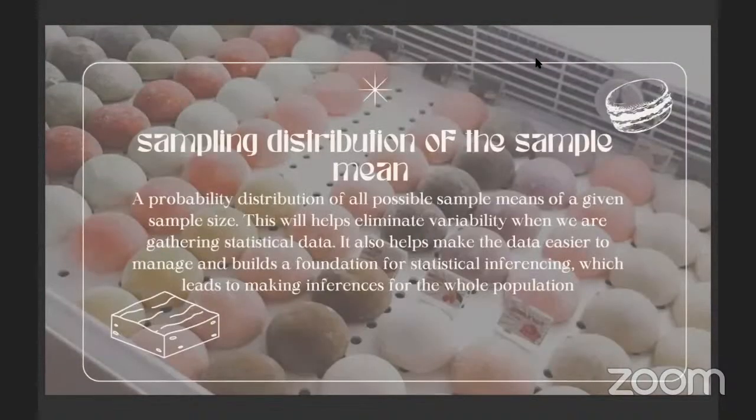And the last part is the sampling distribution of the sample mean. It is a probability distribution of all possible sample means of a given sample size. This will help eliminate variability when we are gathering statistical data. It also helps make the data easier to manage and builds a foundation for statistical inference, which leads to making inferences for the whole population.